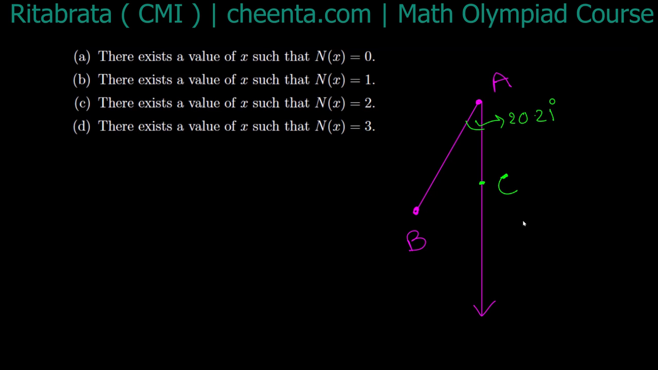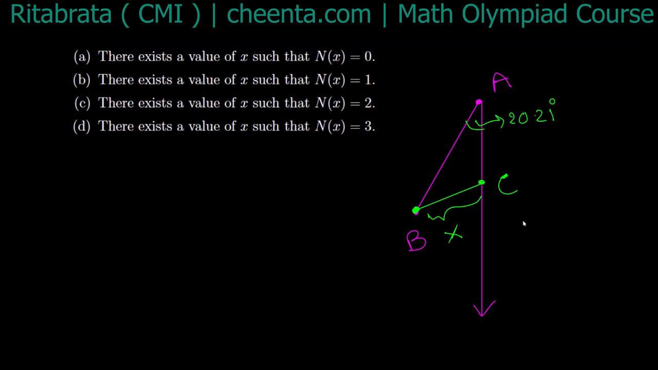Suppose for a point C, I get a value of x, and I need to determine, for this x, how many possible triangles can be formed, non-congruent. So I have to determine point C such that BC equals x and C also lies on this ray, and the possible triangles are non-congruent.